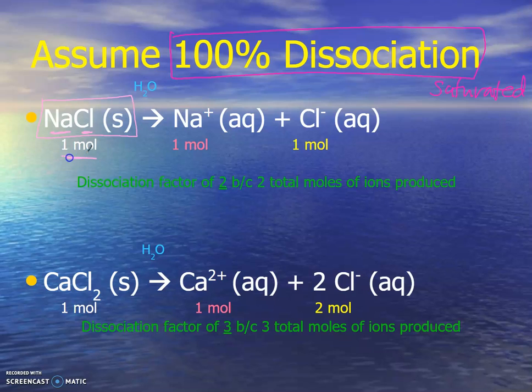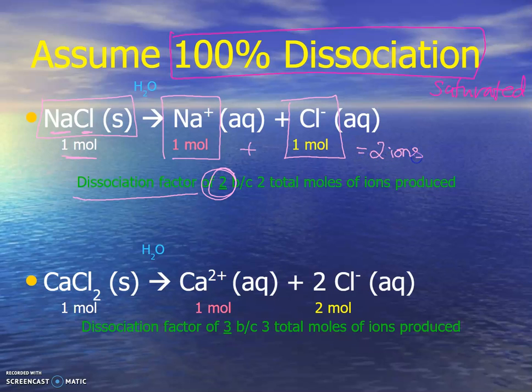So if I have 1 mole of this, I will make 1 mole of sodium ions and I will make 1 mole of chloride ions. So the dissociation factor is 2. Why 2? Because it made 1 mole of Na plus and 1 mole of Cl minus, which means I have 2 ions for every 1 NaCl. So this has a dissociation factor of 2.